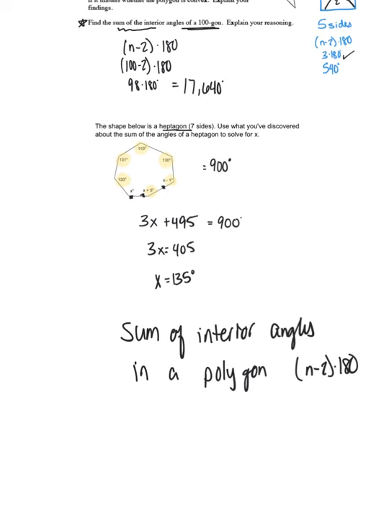So that's a wrap. What you need to know is the sum of the interior angles in a polygon, whether it is regular or not, whether it is convex or not, is given by the formula n minus 2 times 180, where n is the number of sides of the polygon.